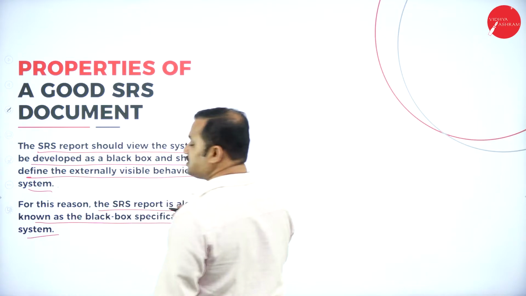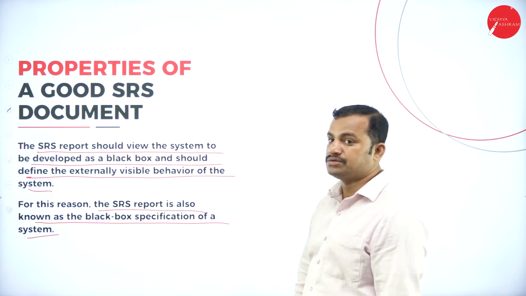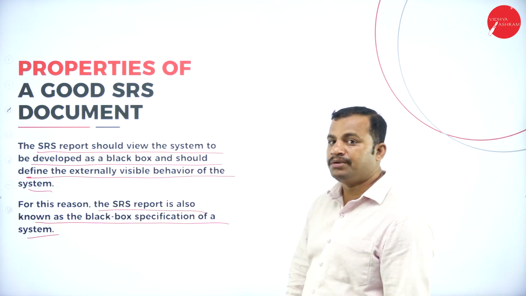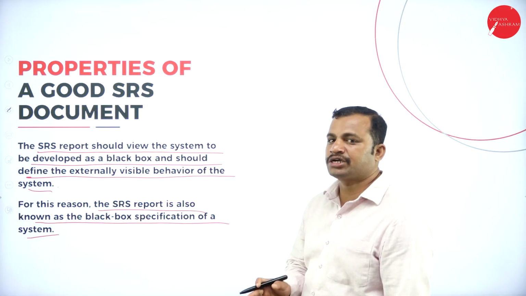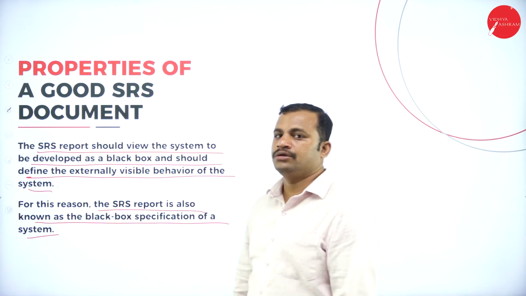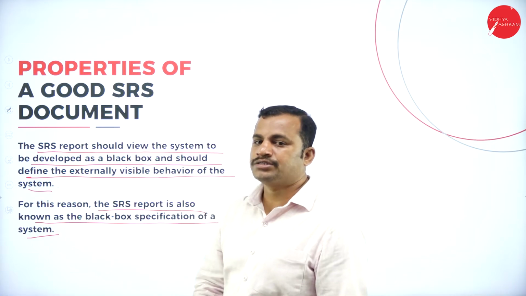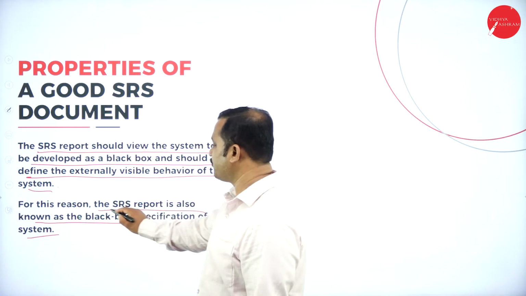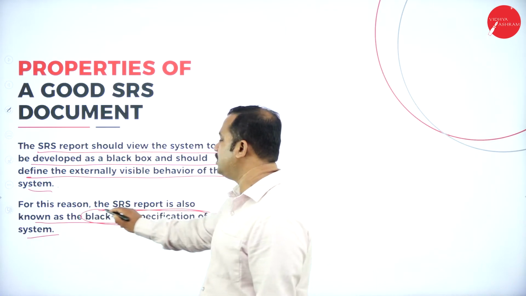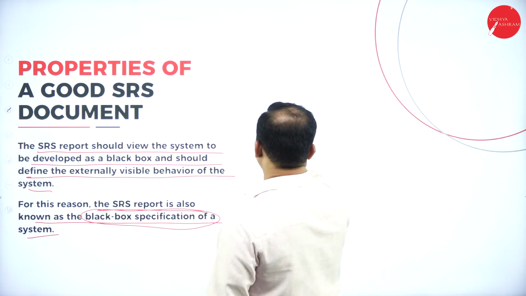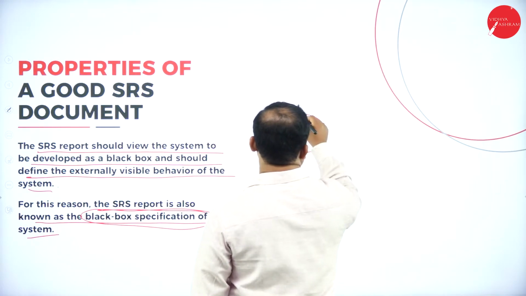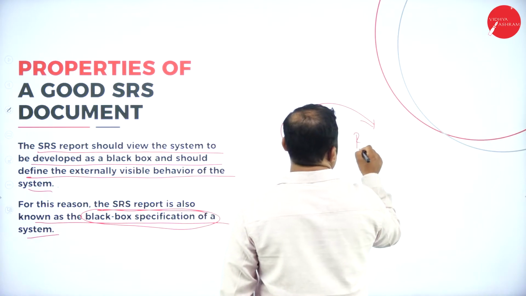It is also called as a black box specification of a system because that gives the complete information in a well-structured manner to the user or to the developer. That is why it is called as a black box specification. The other name of SRS document is black box specification.